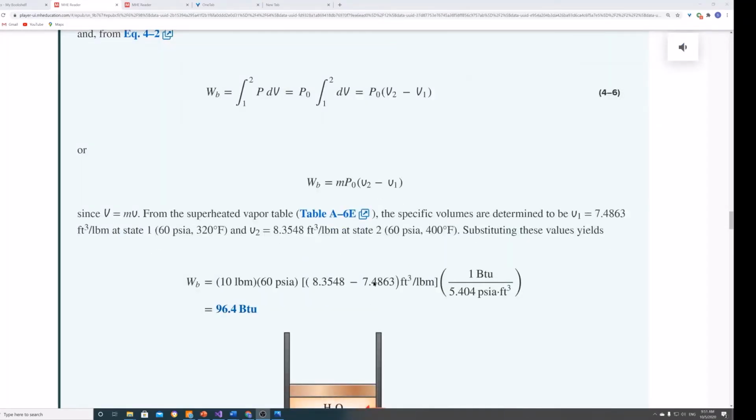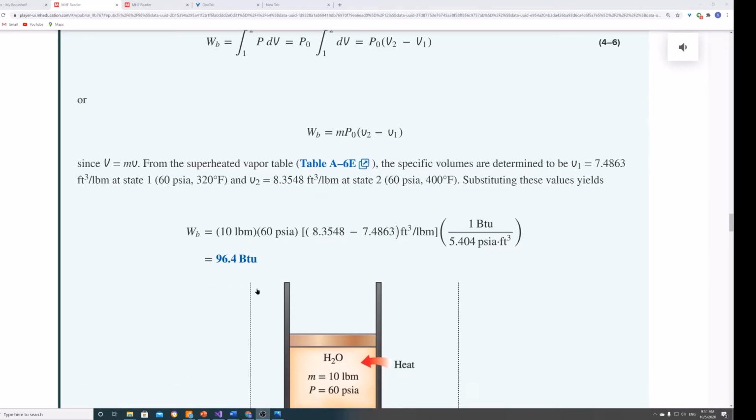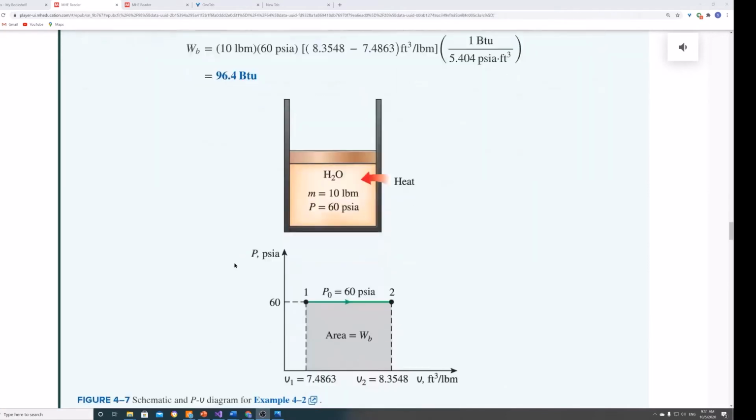And of course, the units come out to be, in this case, these two cancel out. So then it's psia and foot cubed, right? So what we would do if we're using the USCS system, we would change it over to BTU. So here's the conversion factor for BTU, and you can look that up. All right, so here's the problem.